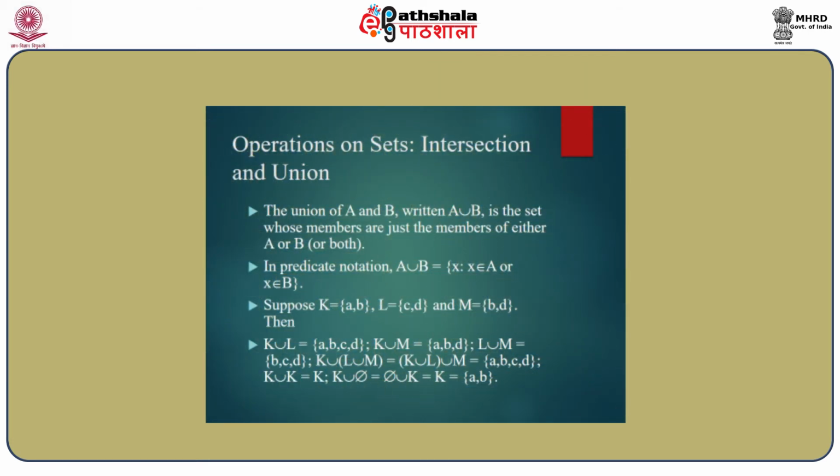Operations on sets, unions and intersections. Let A and B be arbitrary sets. The union of A and B, written A union B, is the set whose elements are just the elements of A or B or of both. In predicate notation, the definition is A union B, by definition, is the set of all x's such that x is in A or x is in B. Here we look at a few examples.